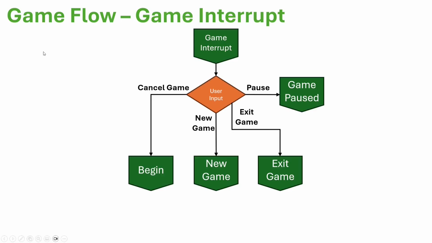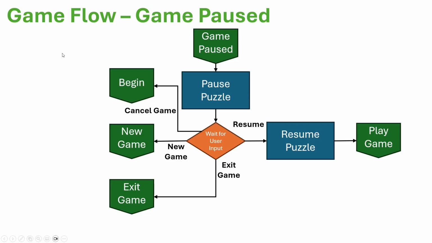And when they pause the game, it's very simple. They will pause the puzzle. The game will basically say, okay, UI, you can't do anything anymore. I won't accept any more mouse moves. Clock on the timer, on the statistics, don't do anything else. And then it's going to wait for more user input, in which case they now have 5 different options.